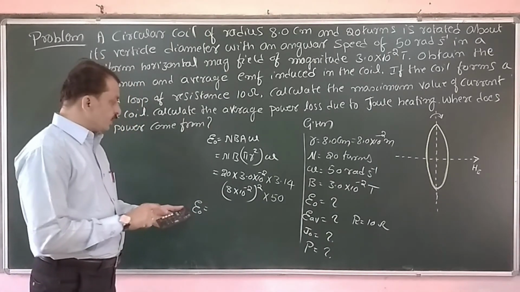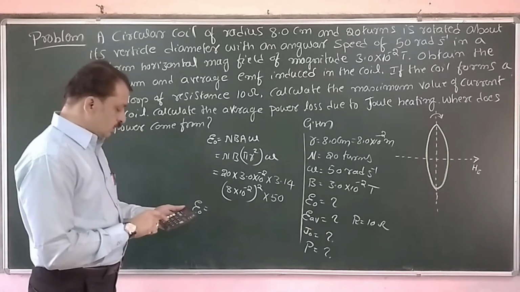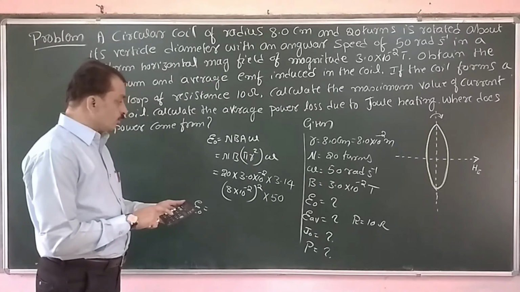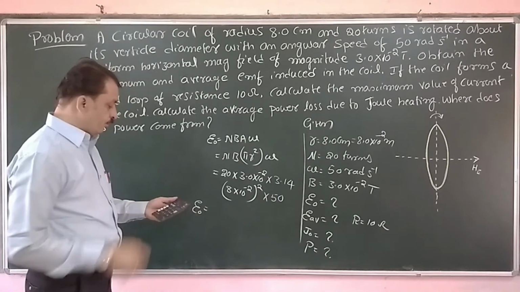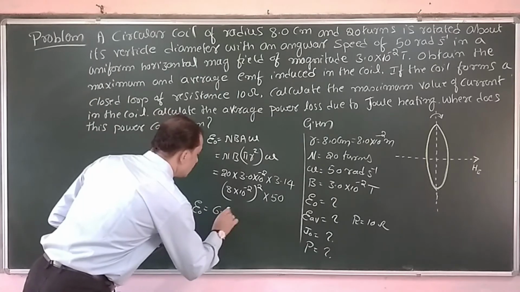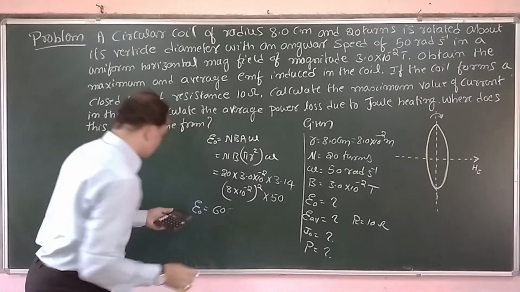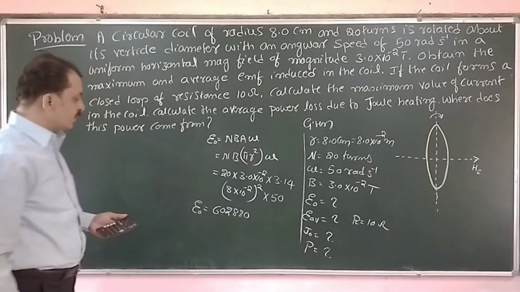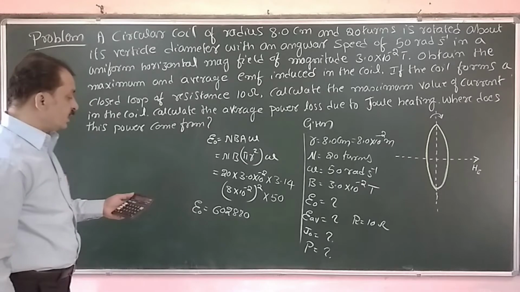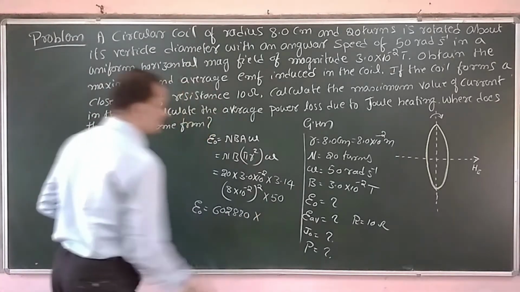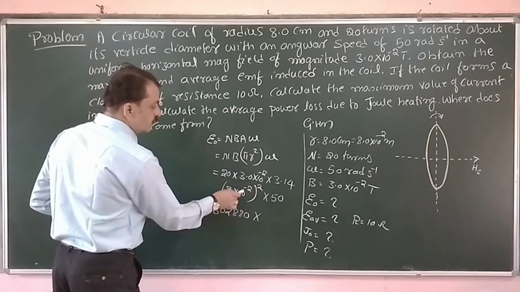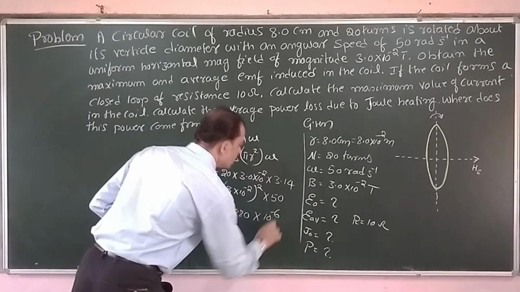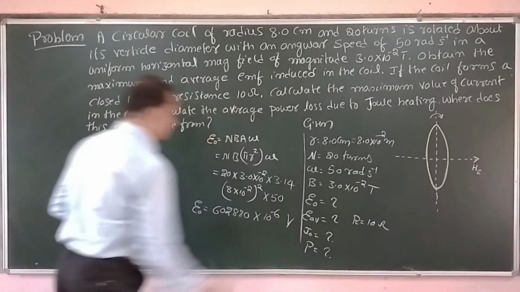Now 20 into 3 into 3.14 into 8 square, 64, into 50. So I am getting 6,02,880 after multiplication. Now we will adjust the powers: 10 to the power of minus 2, 10 to the power of minus 2 whole square, 10 to the power of minus 4 and minus 2, that is 10 to the power of minus 6 volts.